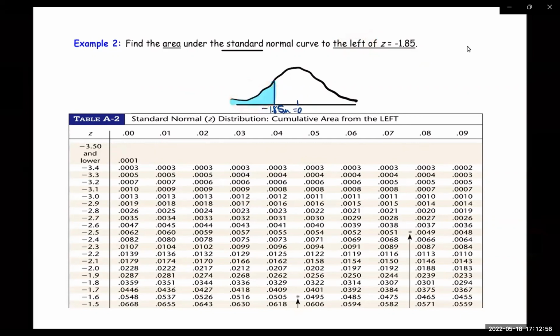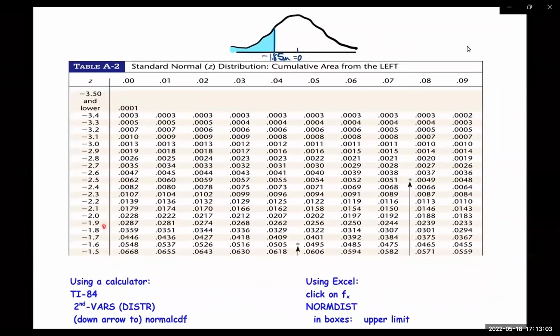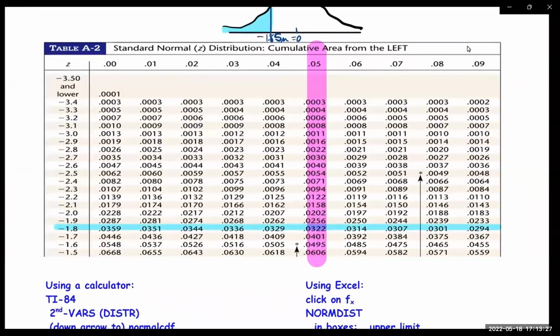That's where you have to use the table. So you have to look up -1.85 on the table. So here's -1.8. And then you have to go all the way to 5, which is right here. So you would go negative 1.8, and then you would go 0.5. There it is.